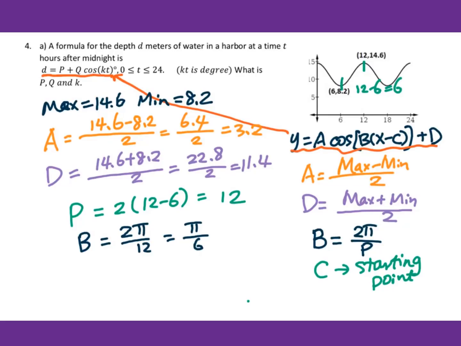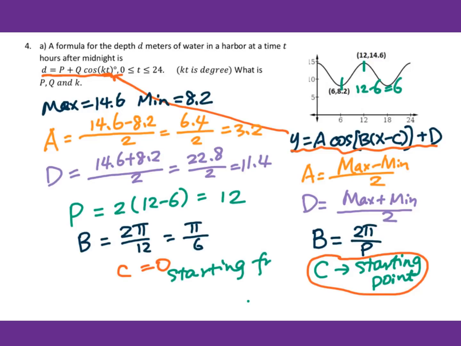Let's check C. When you go to starting point, you have to check the given pattern. For the given pattern, we got the key times t, which means we don't have a c, therefore c equals 0. What's the meaning of c equals 0? It means starting from the y-axis.